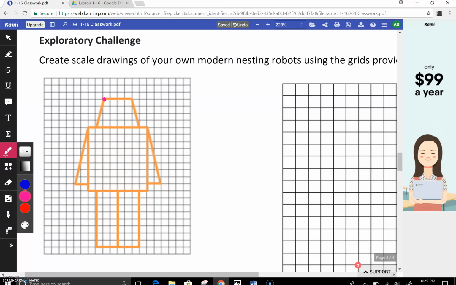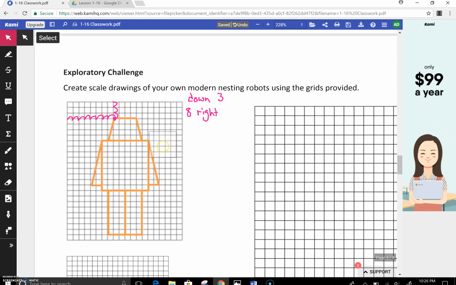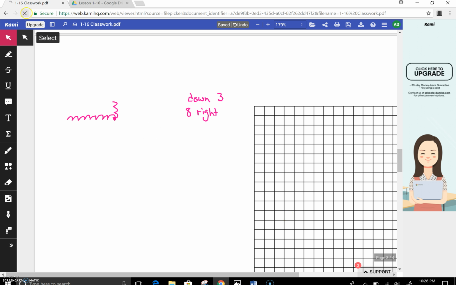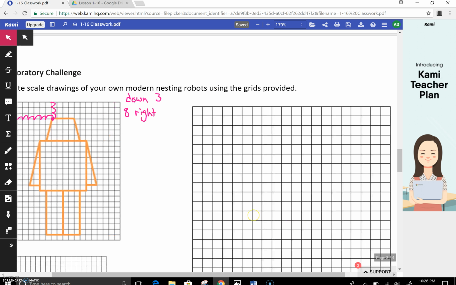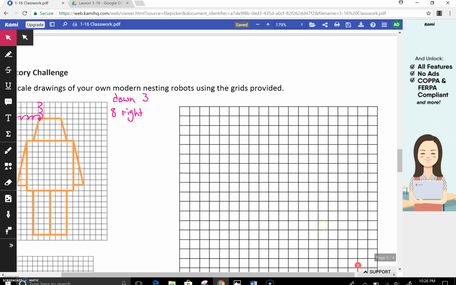I'm going to start by doing this. It is down 1, 2, 3 units from the top, and it comes in 1, 2, 3, 4, 5, 6, 7, 8 units. So that's going to give me a good starting point for my enlargement, because the units are going to be the same. It's just a larger grid. So let's get this one started.